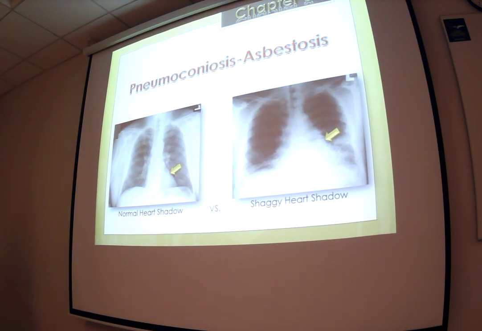So here's that normal heart shadow, and you have that shaggy heart shadow. You can see here the nice clean edges. You have that aortic arch, and down the heart here. Here you can't see. You barely make out the aortic arch, and then everything is just fuzzy. You can't really make out any delineation of the heart there.